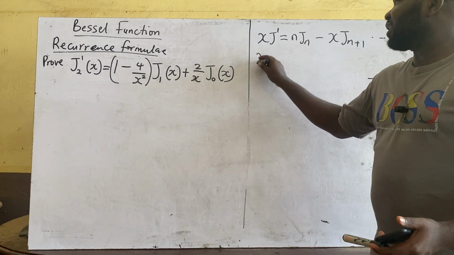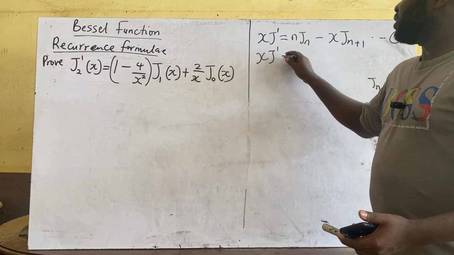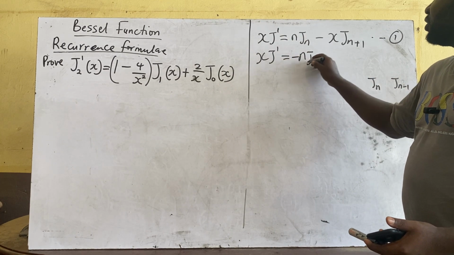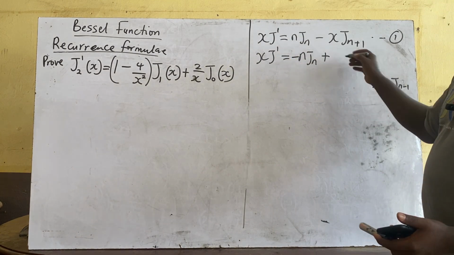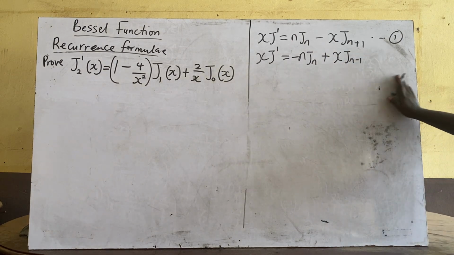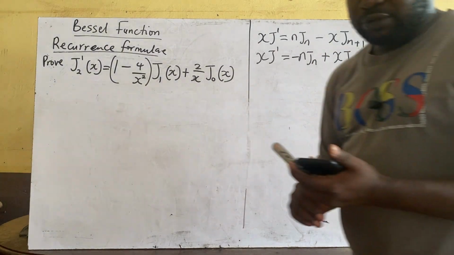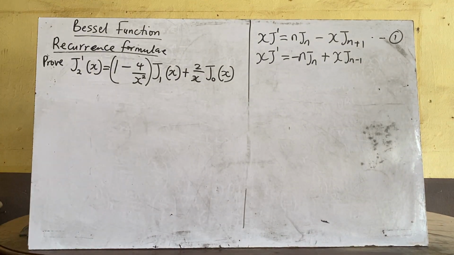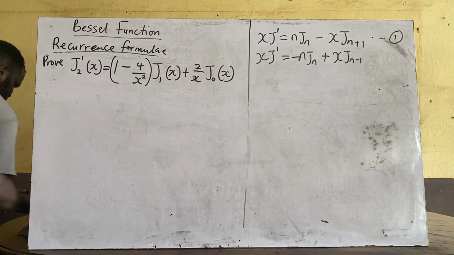Another recurrence formula says that x Jn prime is equal to minus n Jn, this one will not have the negative, plus x J(n-1). So these are the two main Bessel recurrence formulas that you need to remember. Having said this, let us start the proof.